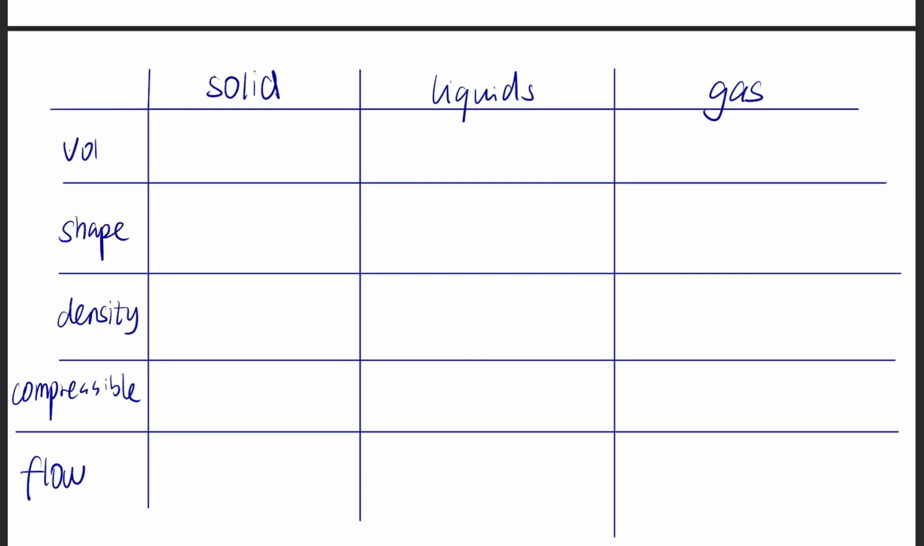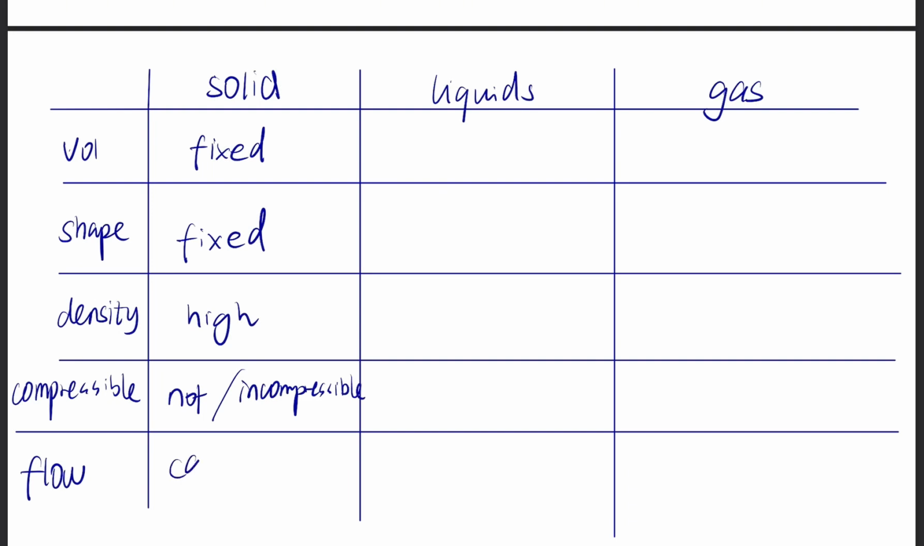Welcome back. Now, solid, let's talk about the volume. Let's imagine a solid. Is the volume fixed or not? It's actually fixed. Is the shape fixed or not? Yes, very, very hard to change. Density is very, very high, right? And not really compressible, or we call it incompressible. Can it flow or not? Hardly, right? Cannot flow.